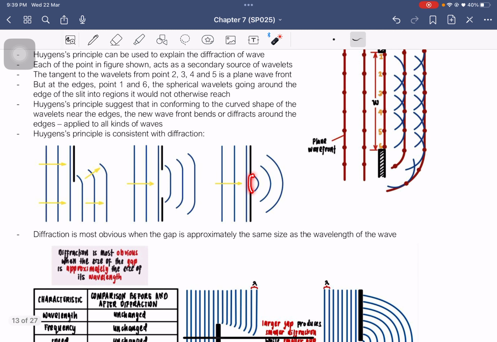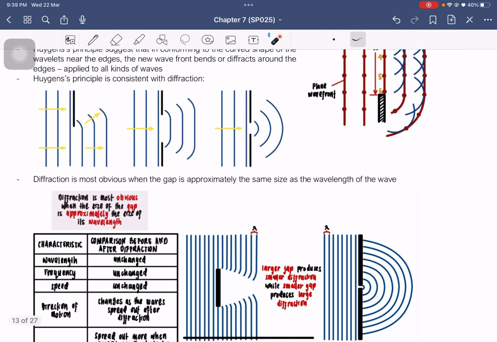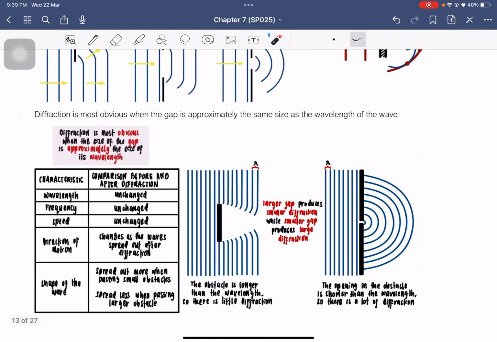The smaller the size of the gap, the more obvious the diffraction of the wave, because the slit is much smaller, so it becomes approximately the same size as the wavelength of the wave. Okay, so the characteristics: before and after diffraction, the wavelength is constant. It will not change before and after diffraction. The frequency and the speed will also be unchanged. So these three will be constant before and after diffraction.